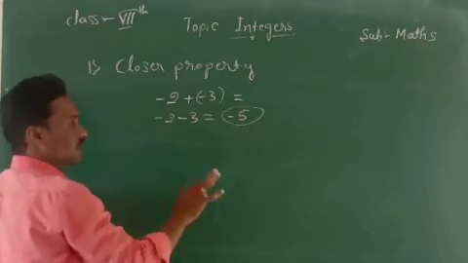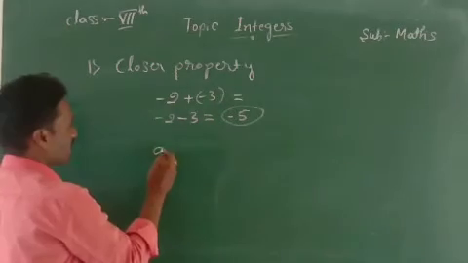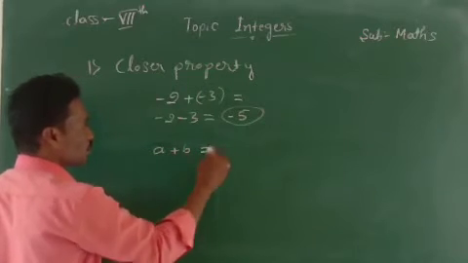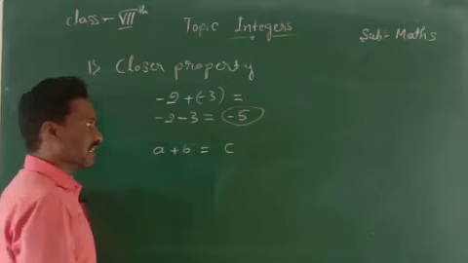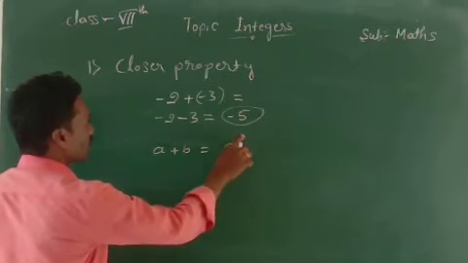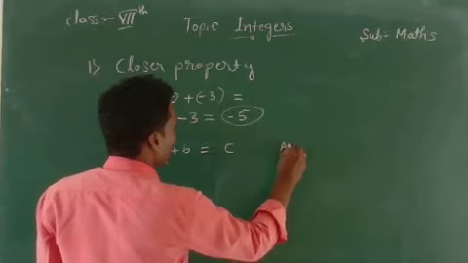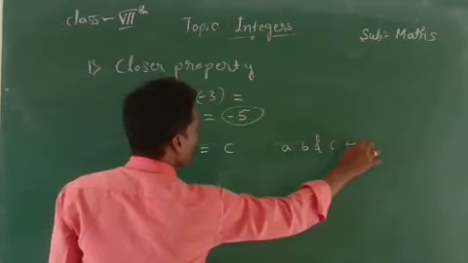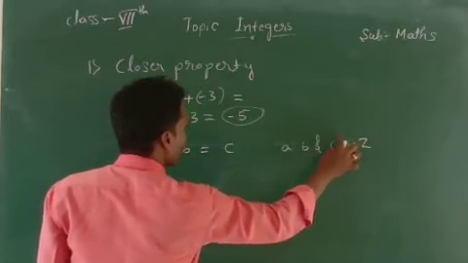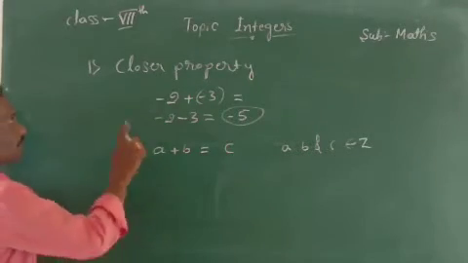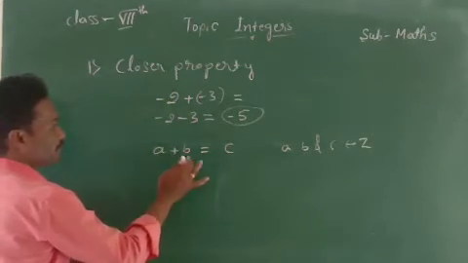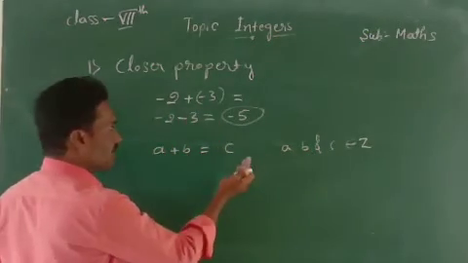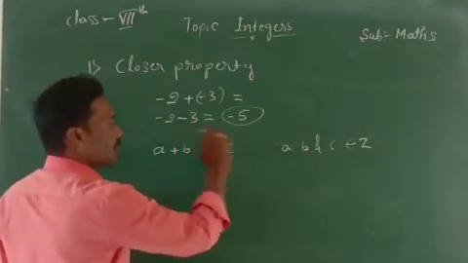This general form I can write here as a plus b. a and b are any integers. If you add these two, we get another integer, which we call c. This is the general form, and here a, b and c belong to Z. This symbol indicates belongs to. So the general form of closure property is a plus b equals c: a and b are two integers, and if we add them, we get another integer, which we take as c.